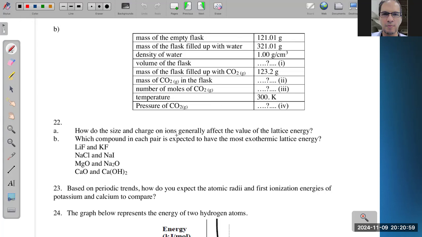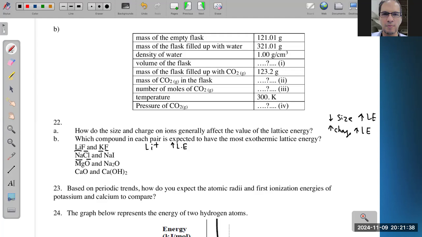Okay, how do the size and charge on ions generally affect the value of the lattice energy? We know that the smaller the size, the bigger the lattice energy, and the bigger the charge, the bigger the lattice energy. We know this from the equation we have said many times. How to compare LiF and KF? Li is +1 and K is +1. F is -1 and F is -1. So since both of them have the same charge, I will look at the one which has the smaller size. Li plus is smaller than K, so it has the stronger lattice energy and it is more exothermic.